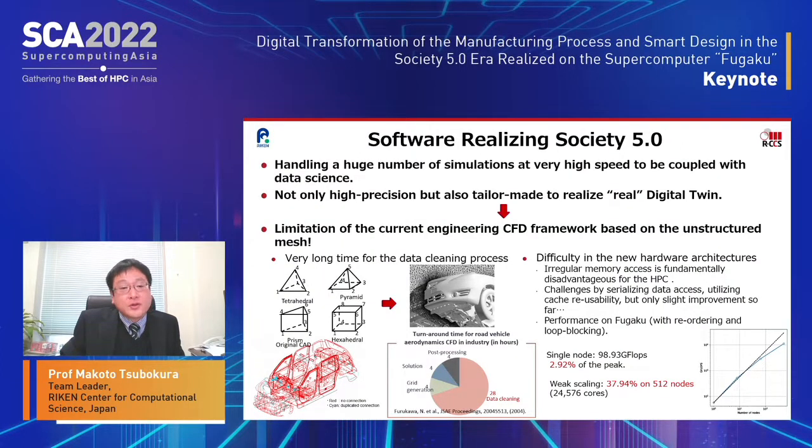Then what sort of software should be developed to realize such digital engineering? Firstly, we have to deal with a huge number of simulations at very high speed, including both pre and post processing. Secondly, simulations should be not only high precision, but also tailor-made to realize a real digital twin by precisely reproducing each product's shape and considering enormous real-world conditions.